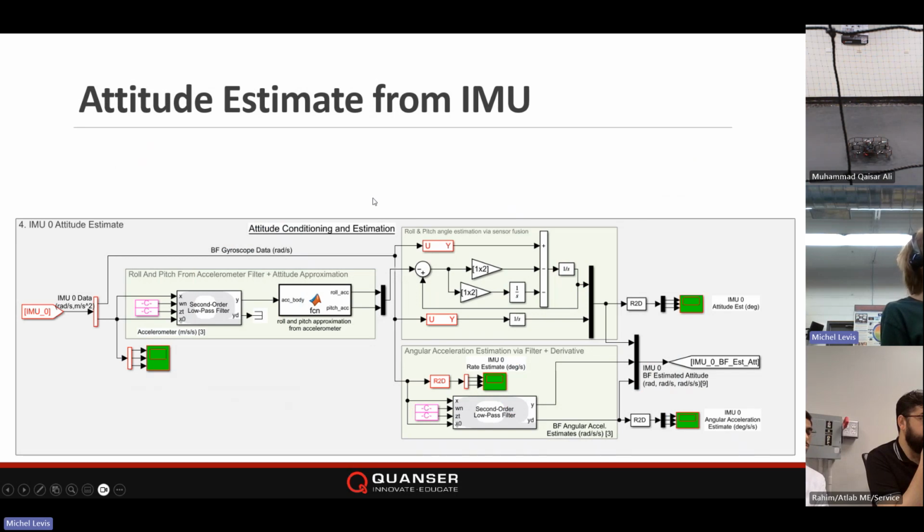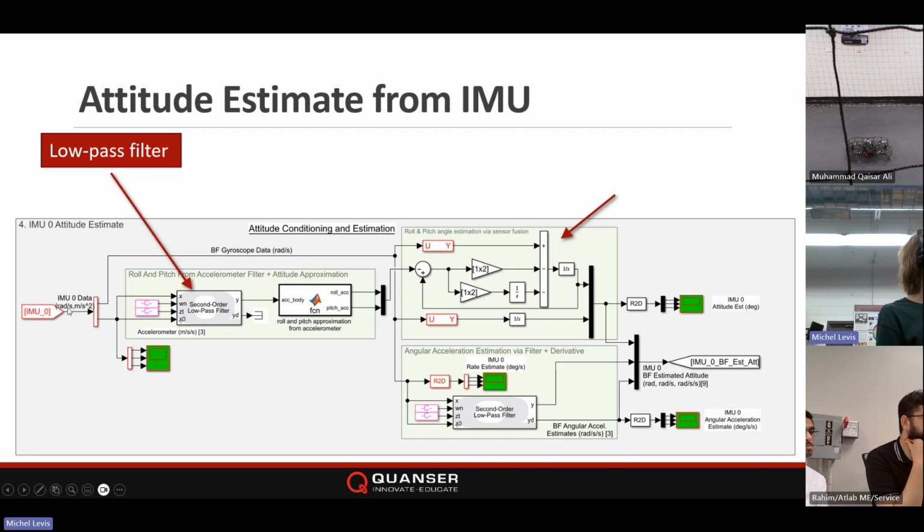So here is how it does the attitude estimate using IMU. I'm using IMU 0. So right here, you're getting the gyroscope data, so that's roll, pitch, yaw rates, and then X, Y, Z linear accelerations. So you have six values here, right? You go through a low pass filter to filter out some of the noise.